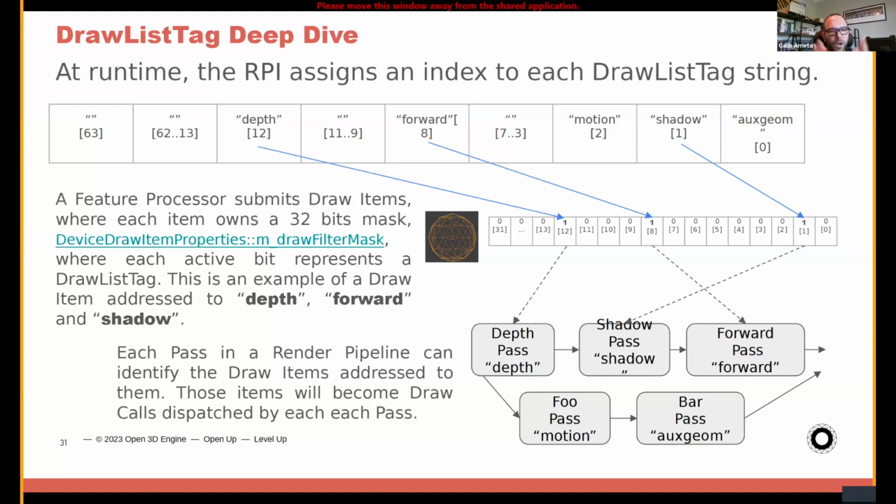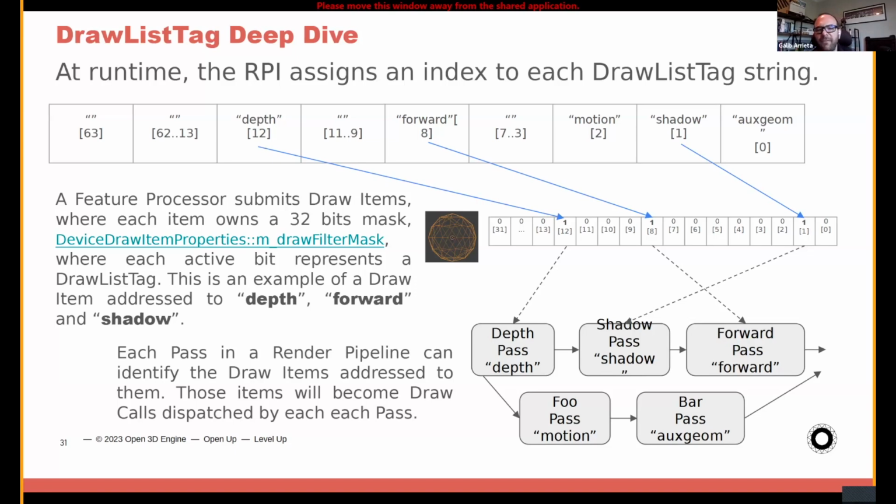So basically, all I wanted to say here is there is a limited number of strings that you can use, and there can be 64. But from the point of view of a draw item, the draw item can only have 32 at the moment. It can be expanded, but right now it's limited to 32. So I think for the most part, this is enough for most render pipelines.